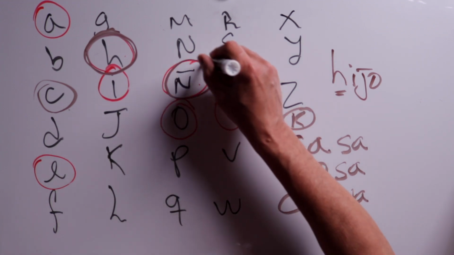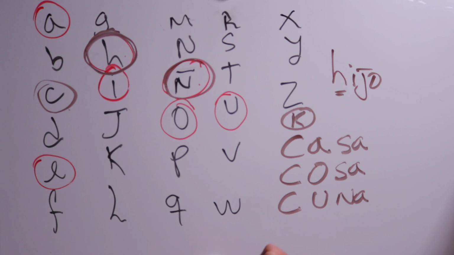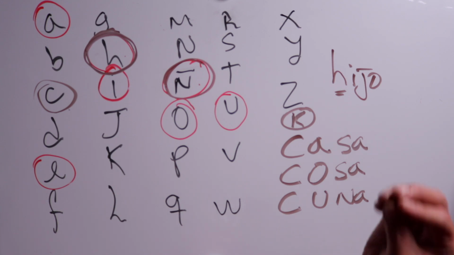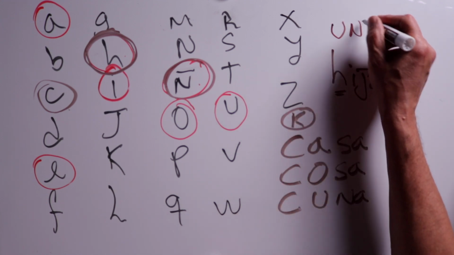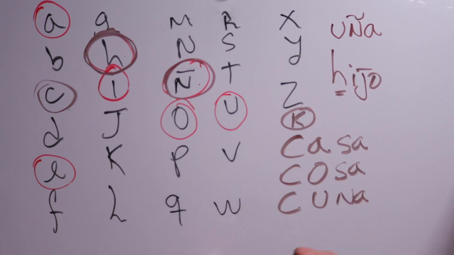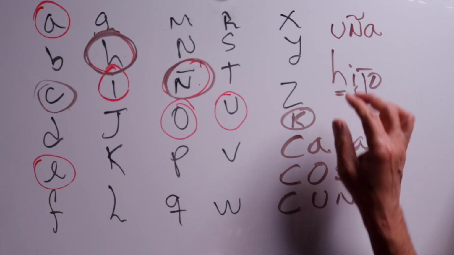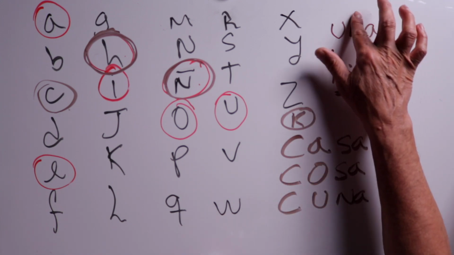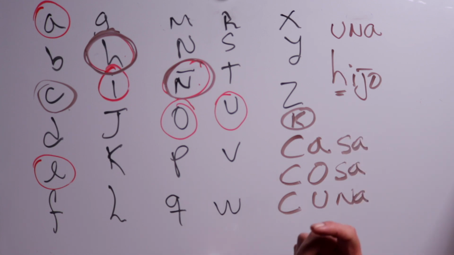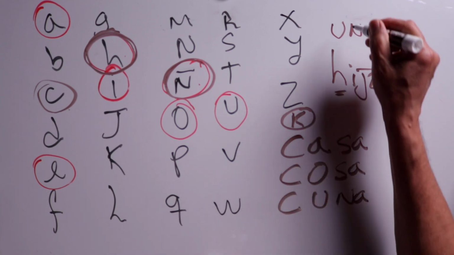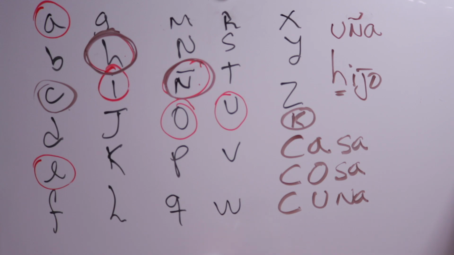Another important letter in Spanish is the letter ñ. Ñ is a very important sound. It makes the difference between one thing or another thing. For instance, if you want to say uña, you will need the ñ. If you don't put the ñ, if you erase that tilde over the n, that will be a different word. That's una, that's one. Right? So if you want to say a fingernail, uña, you need the ñ.